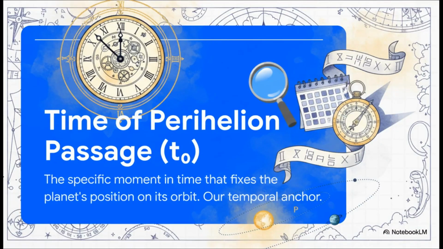Our sixth and final element is a bit different from the rest. See, it's not about geometry, it's not about shape or orientation, it's about time. The time of perihelion passage, or T0, is the specific moment, the date and the time, that the planet was last at its closest point to the Sun. This is the absolute crucial anchor that connects this whole geometric structure to our calendar, to our clock.